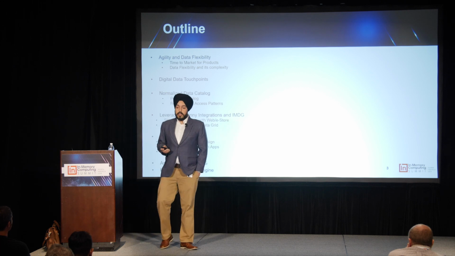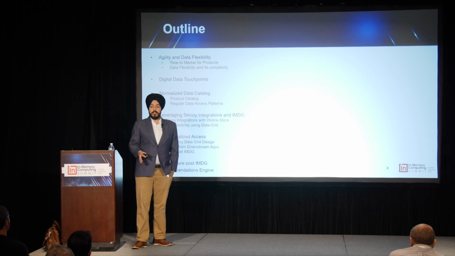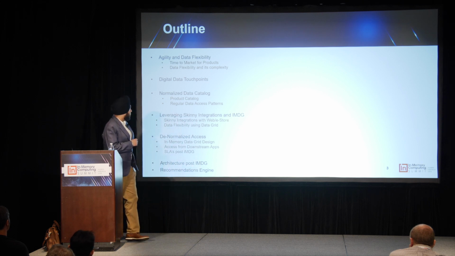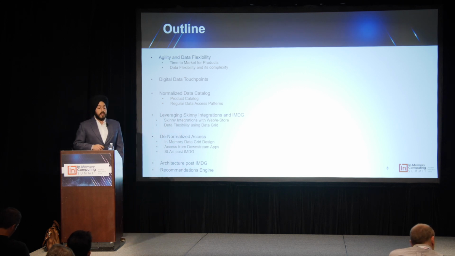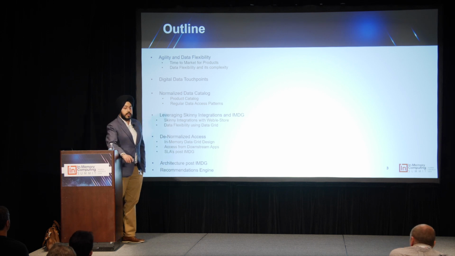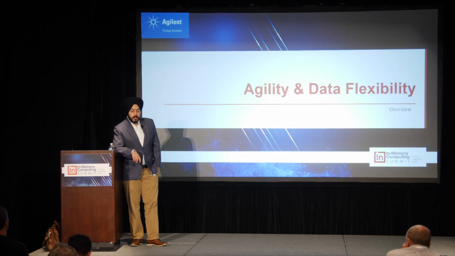I'll also talk about normalized data catalogs, the pros and cons of having normalized data catalogs versus the challenges they pose for downstream applications like the e-commerce store or the online web. I'll also talk about how we solve some of these problems by talking about in-memory data grid implementations and the skinny integrations that we build. We'll then talk about the access of normalized data and how we make that perform better. And then, of course, we'll talk about the high-level architecture and a couple of our use cases where we used in-memory data grid, including a recommendation engine which we built for the web. That's a summary of what we're going to look at.